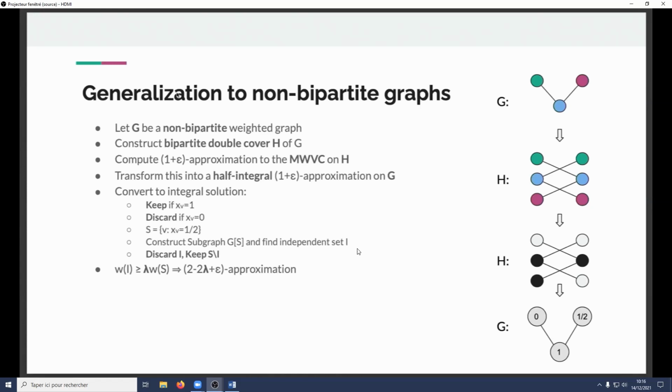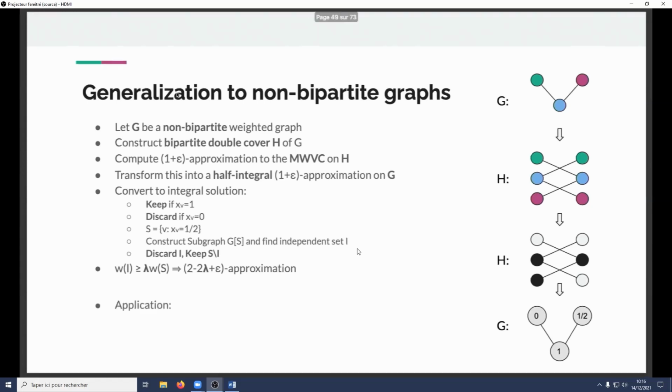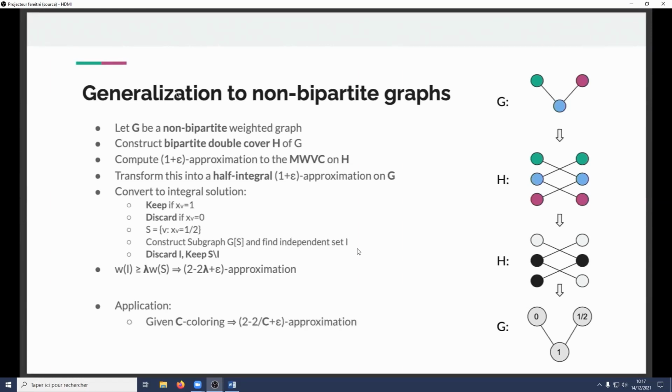Right. So if it's not handy enough, there's some nice application for it. For example, coloring. Assume we have a C-coloring of the graph, and we know which color is the heaviest one, heaviest in the sense that it's the color with the most node weight. Then, of course, using this color class as independent set directly gives us a 2 minus 2 divided by C plus epsilon approximation.